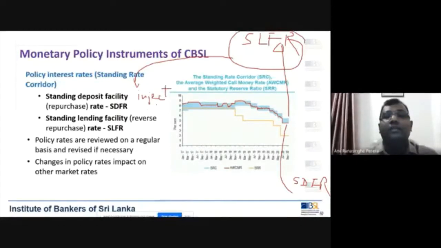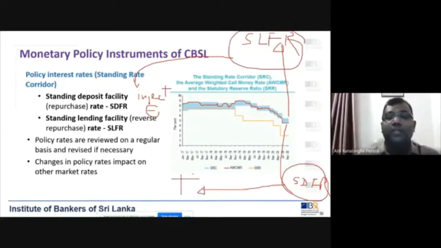Let's say there is a shortage in the economy. Banks come and borrow from the central bank at this SLFR, standing lending facility rate. So by that way, the central bank is injecting money into the economy. Clear?